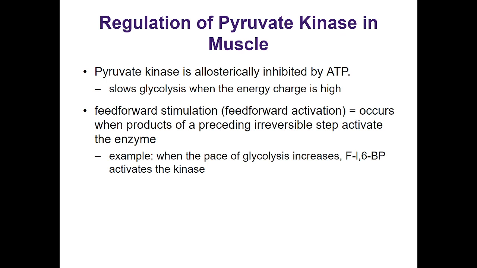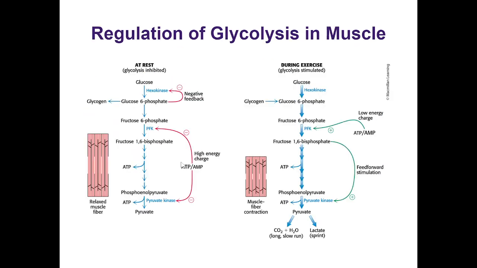Feed-forward stimulation or feed-forward activation, both of those terms being mostly synonymous, is going to occur when the products of a preceding irreversible step activate the enzyme. So one of those examples is going to be when the pace of glycolysis increases, the F1,6BP is going to activate the kinase. This right here actually shows these inhibitions and activations on the pathway.